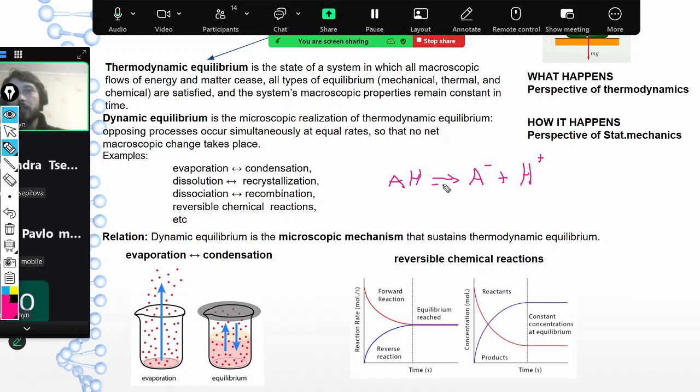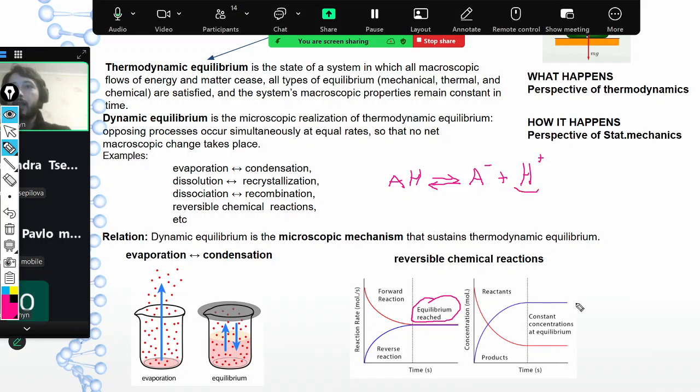But this reaction could go another direction as well. So we have a proton, we have a conjugate base, and we can combine them. In the case of equilibrium, when it is reached, the rates of the forward and backward reactions become equal. So if they are equal, it looks like nothing is changing. We have the same amount of AH, we have the same amount of protons, and so on and so forth.